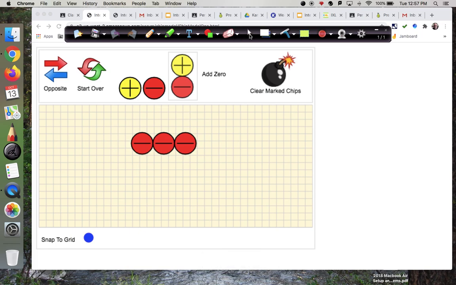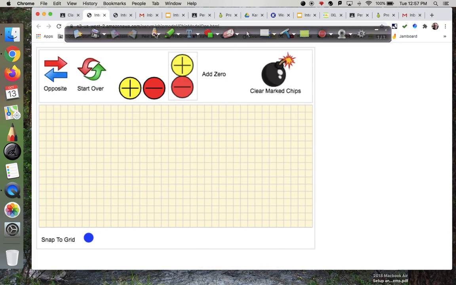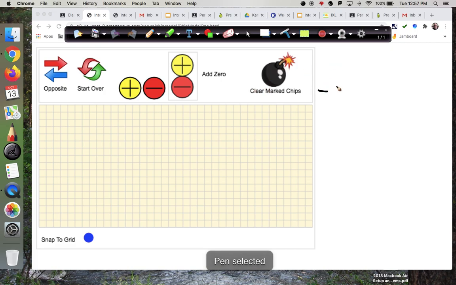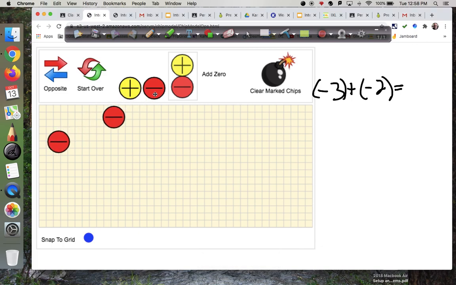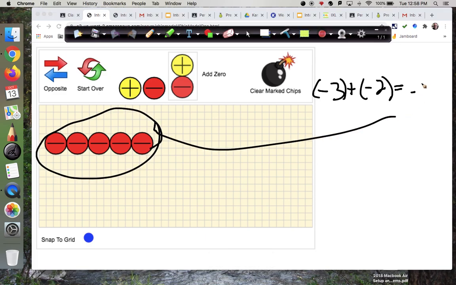And then let's now try what happens when we add some negative to even more negative. So if we have negative 3 and we want to add it to a negative 2, we're going to put up 3 negatives. There's 3 negatives, and then add 2 more negatives. And we have a total on the board of 5 negatives.